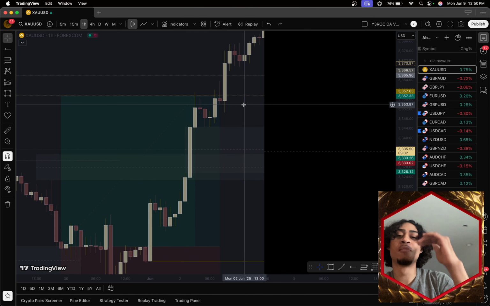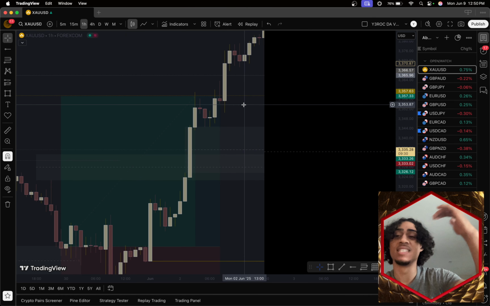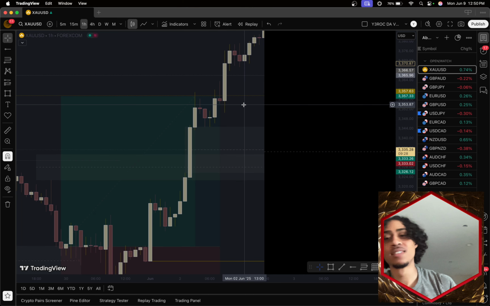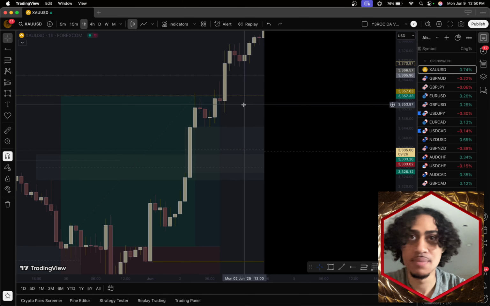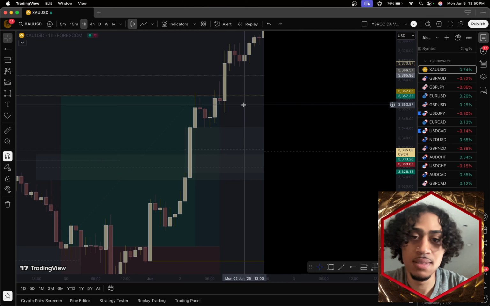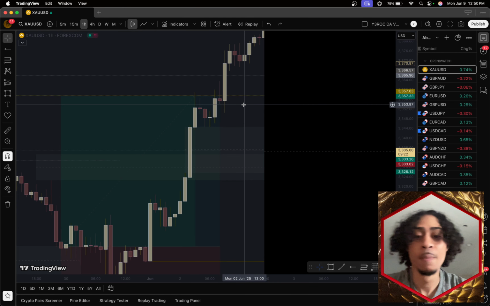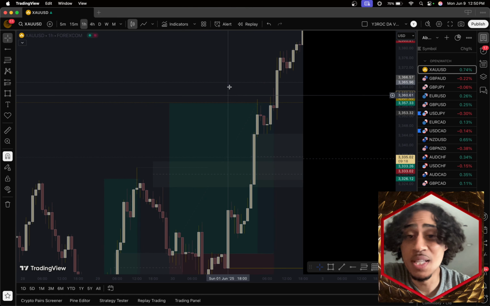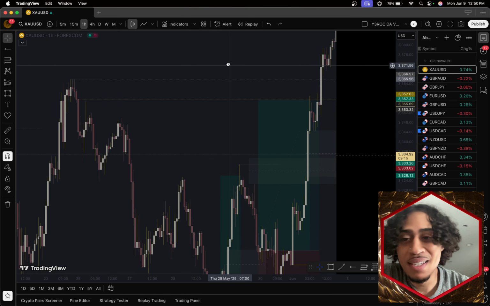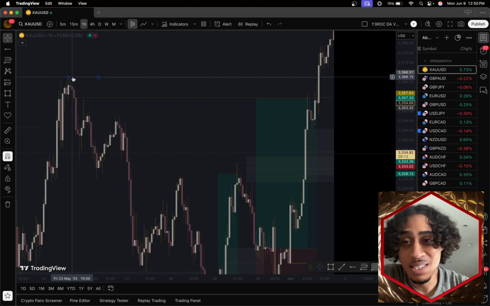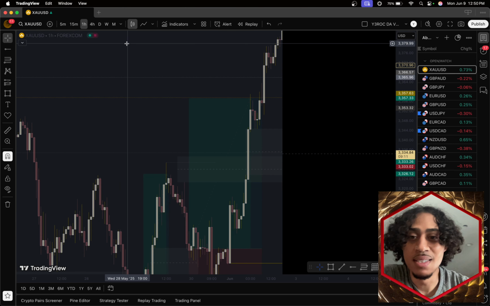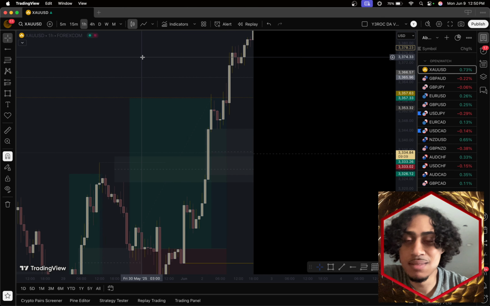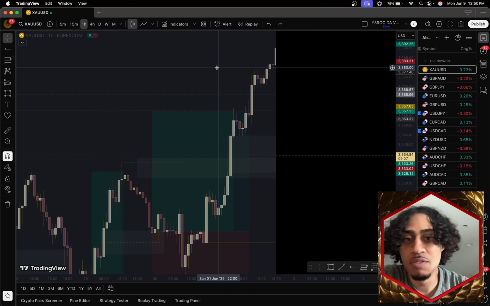I waited for it to go up just a little bit more, and then once it did, I was like, close it. So I took my little nice. It was like 1.6K. And if I would have left it though, I would have hit my actual target, which was this high right here, and that would have been like a 2,200 play right there. Would have made 2,200 from that one.